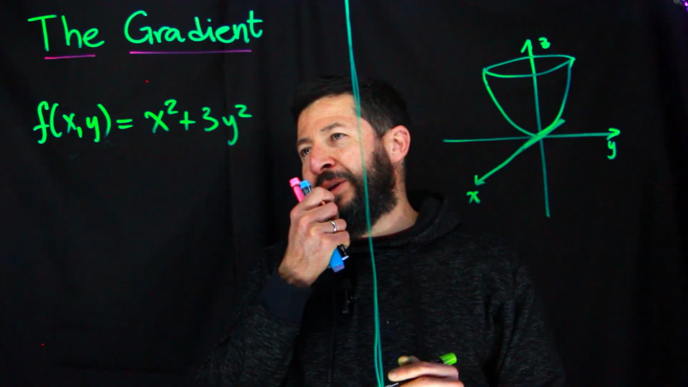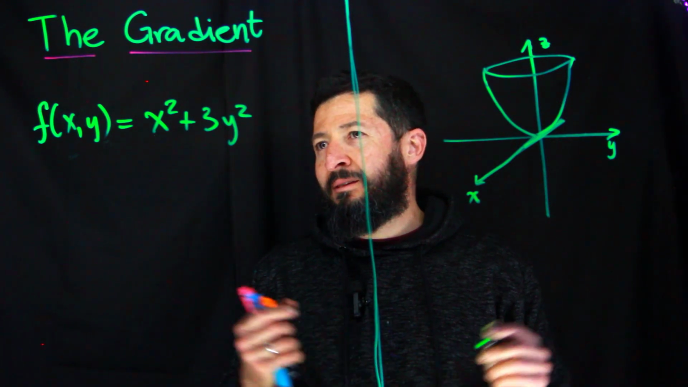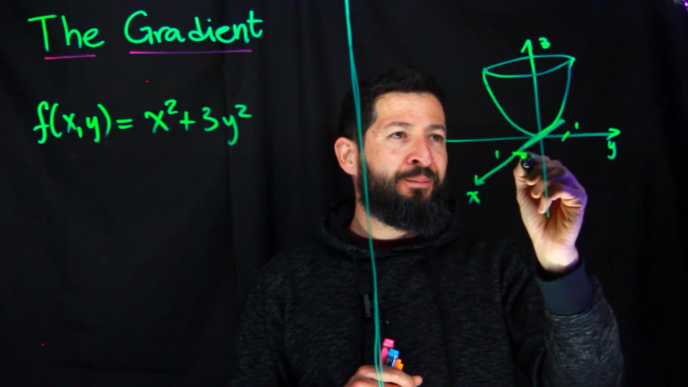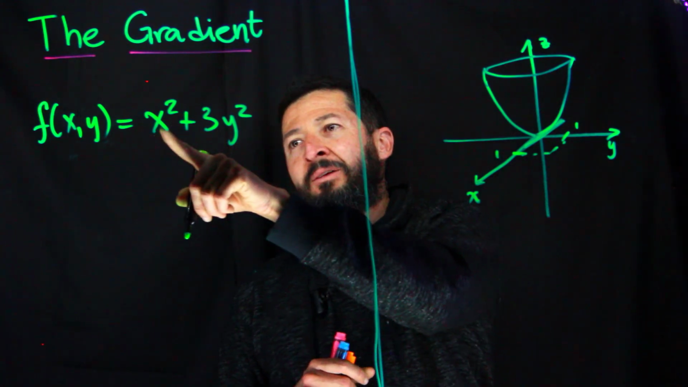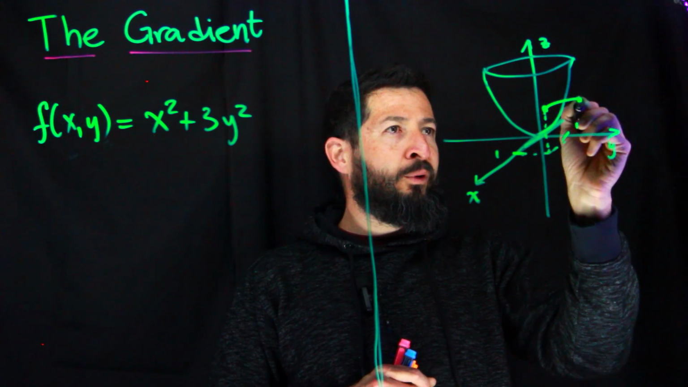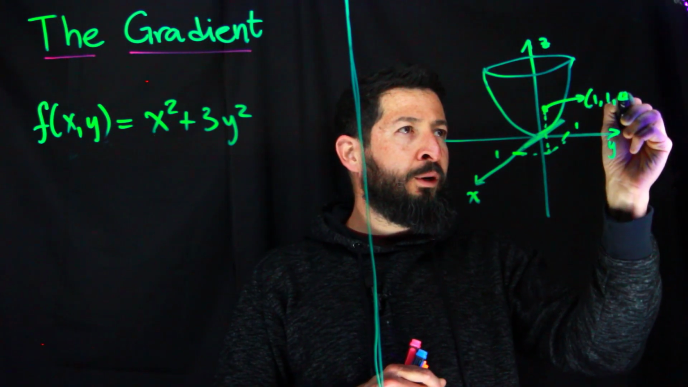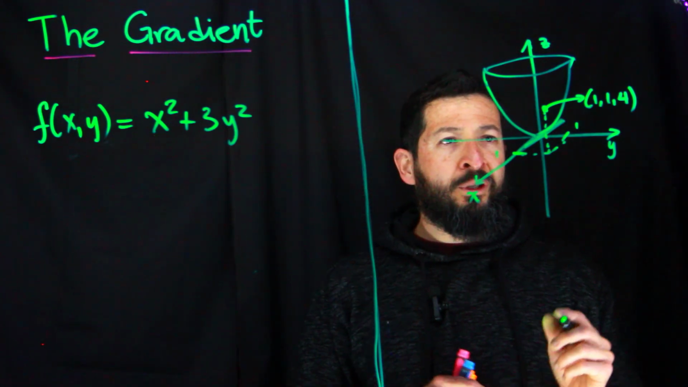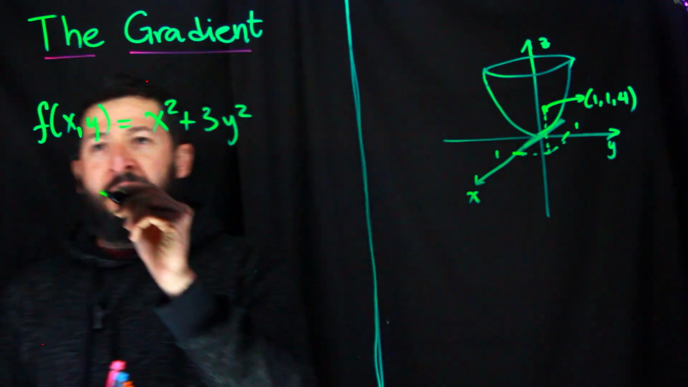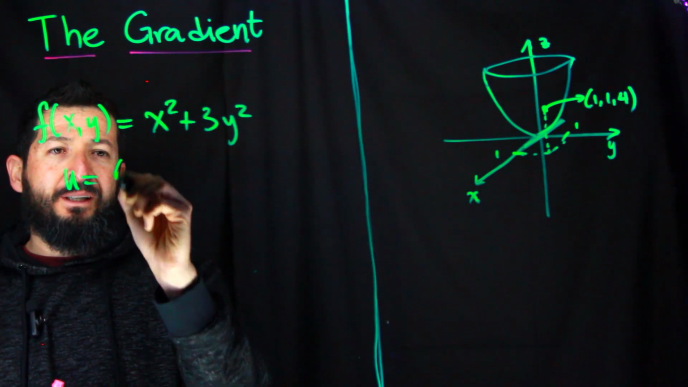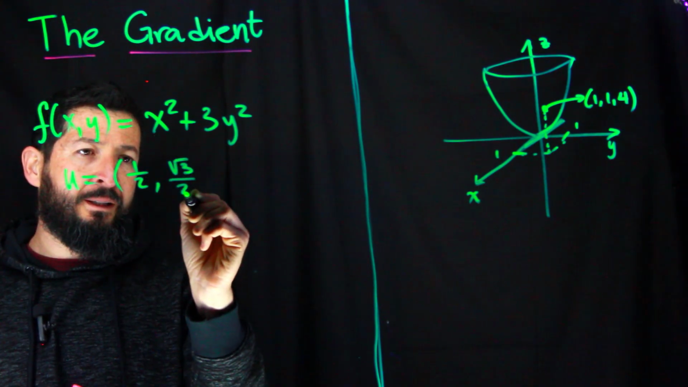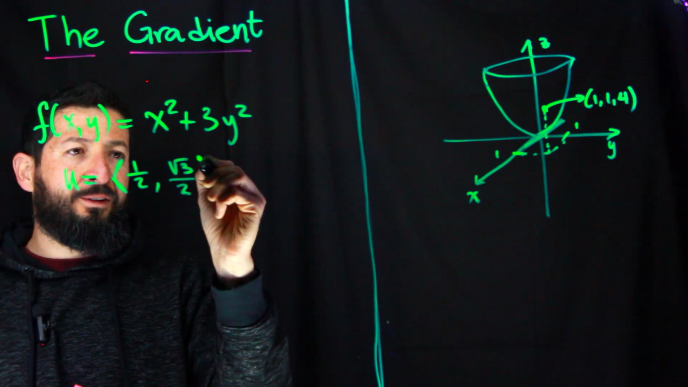Now let's give ourselves a point here. So I'm thinking maybe 1, 1. I always give myself the easy ones, don't I? And then when you evaluate this at 1, 1, you get 4. So this point here would be 1, 1, 4. So let's go to that point and let's go in that direction. Let's take a vector u that is a typical point on the unit circle, so 1/2, square root of 3 over 2. And this is a vector, so let's make it a vector.